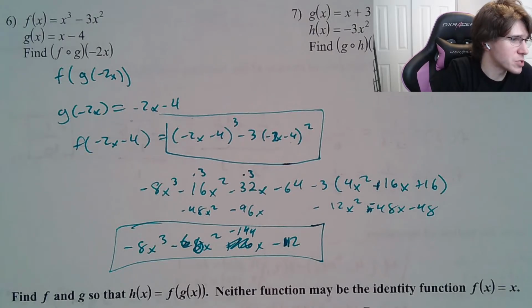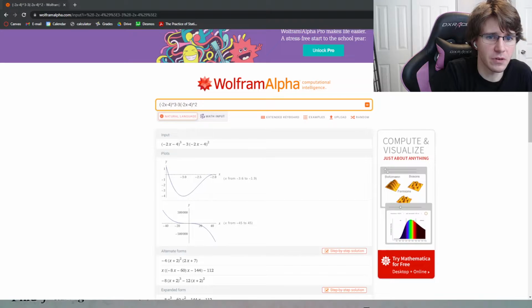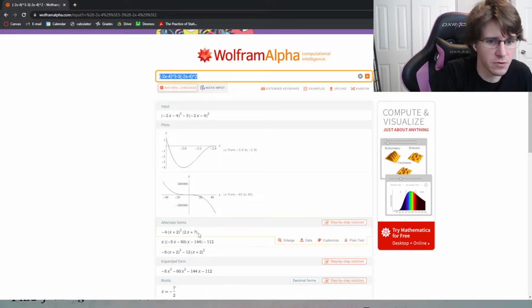But the point that I was trying to make before is I could type all of this into Wolfram Alpha. So I typed in that step right there into Wolfram Alpha, and it double checks that I typed it correctly. And it'll give you a bunch of alternate forms. Like this one, super useful for the factoring that we were just talking about today in class, where you have to factor stuff and make it look nice and pretty.